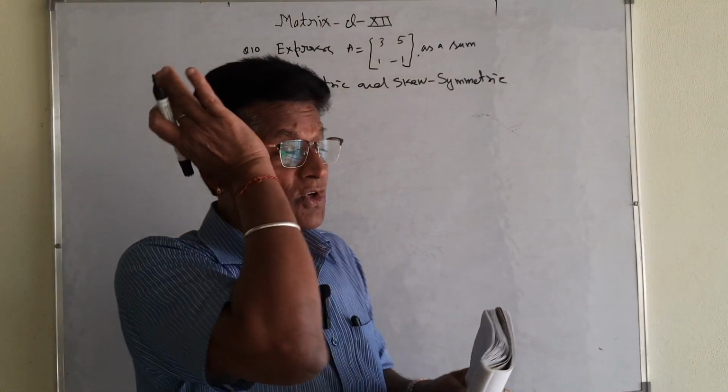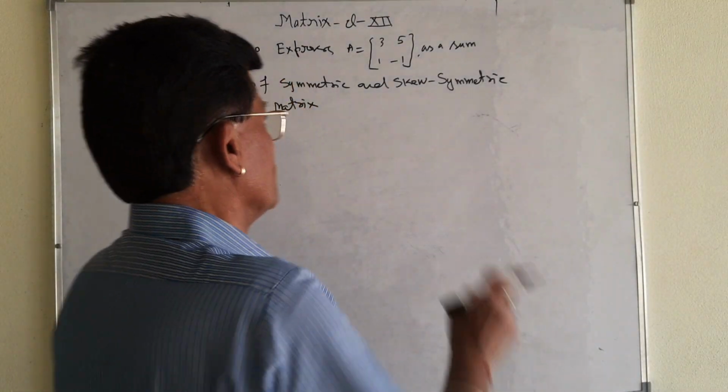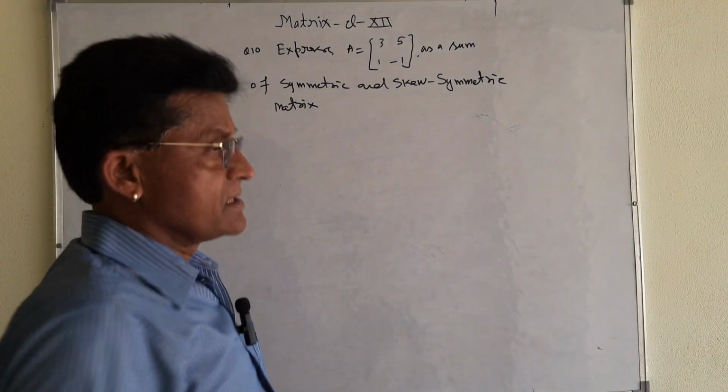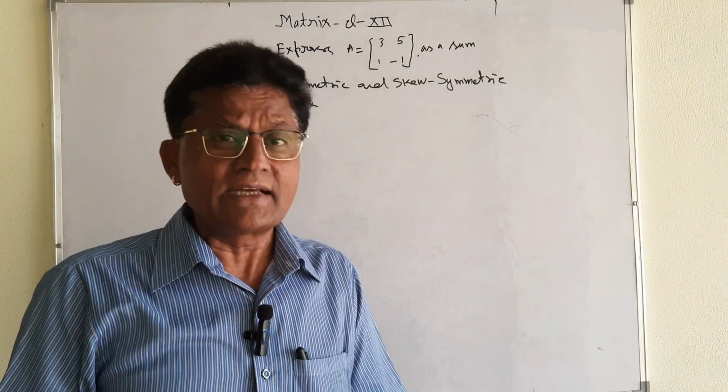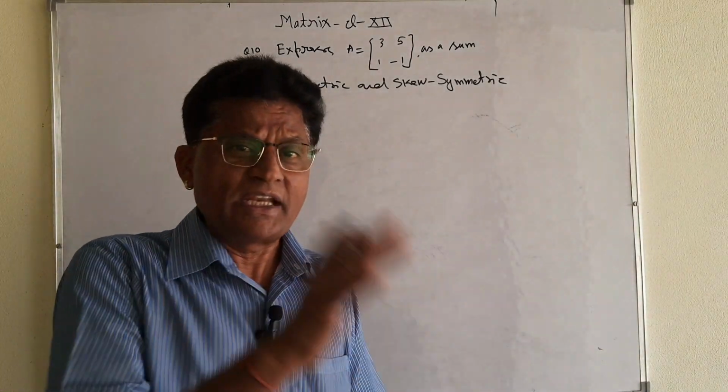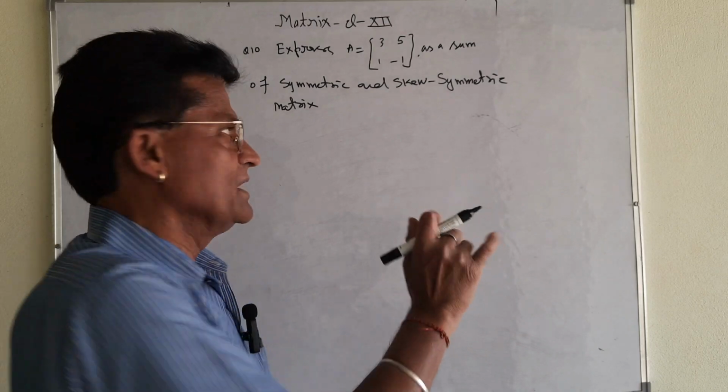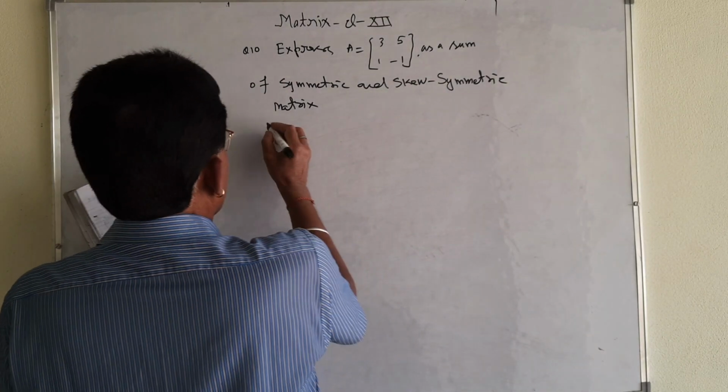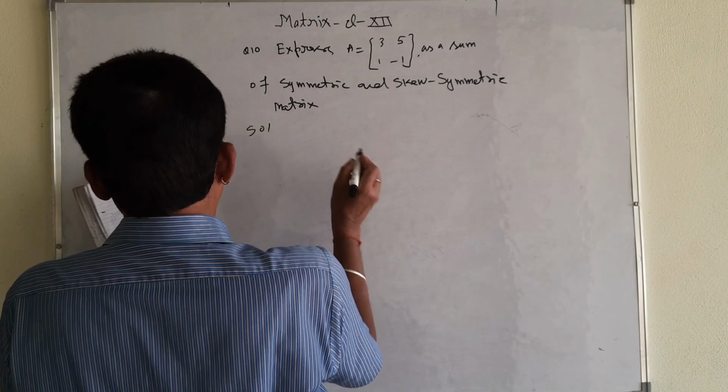Skew-symmetric matrix, most important question. You will have to break this matrix into the form of a symmetric matrix as well as a skew-symmetric matrix. Many questions you can solve by using this condition. Let me take the solution, and you must concentrate carefully.